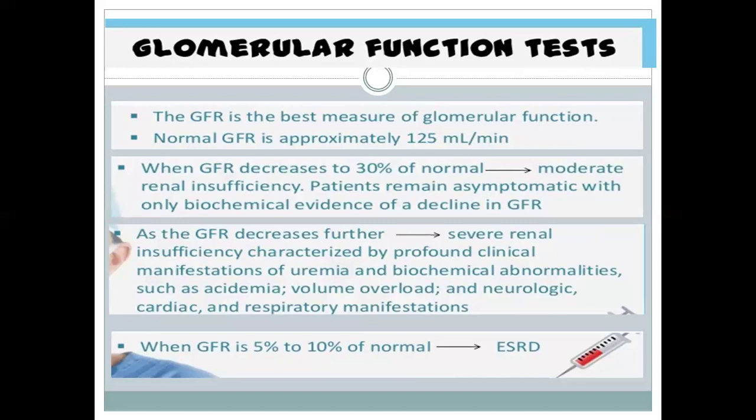As glomerular filtration rate decreases further, severe renal insufficiency occurs, characterized by profound clinical manifestations of uremia and biochemical abnormalities such as acidemia, volume overload, and neurological, cardiac, and respiratory manifestations. When glomerular filtration rate is 5% to 10% of normal, this is end-stage renal disease.